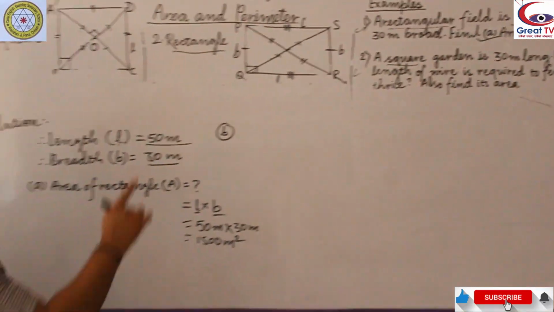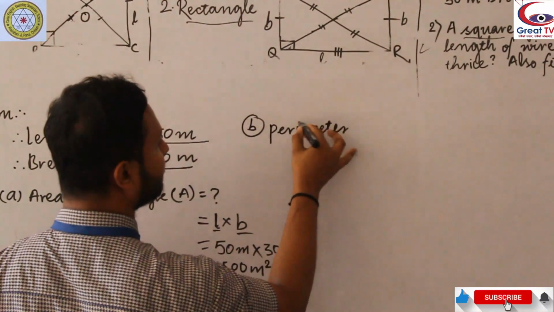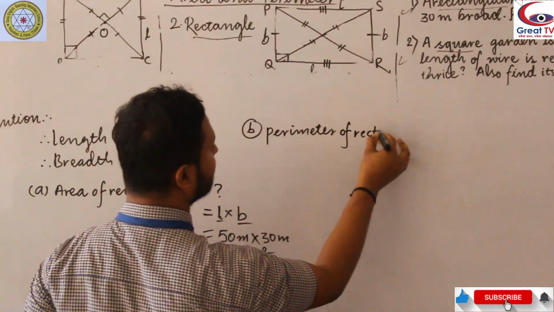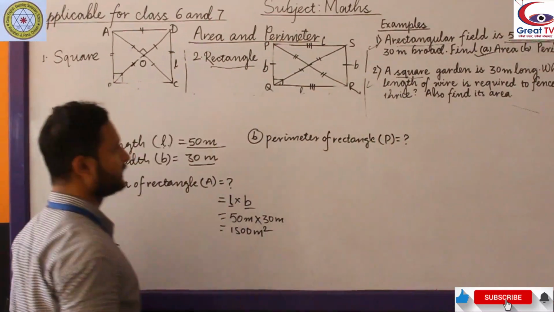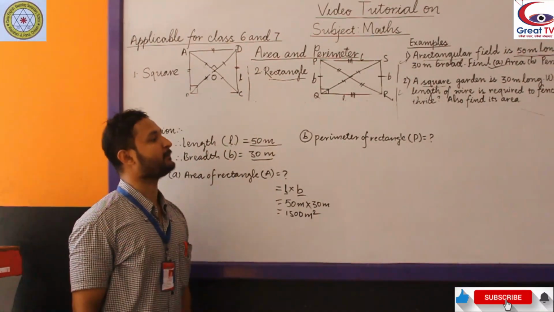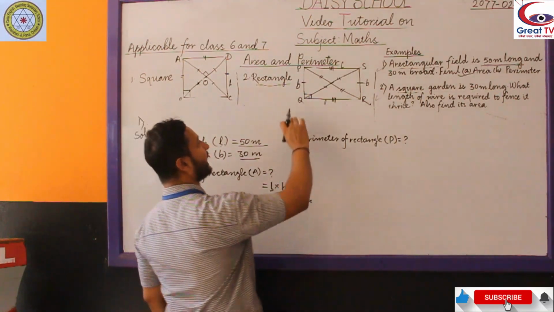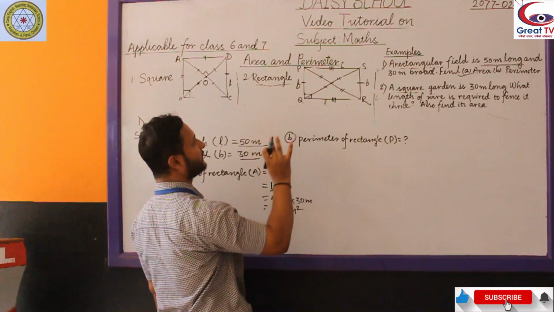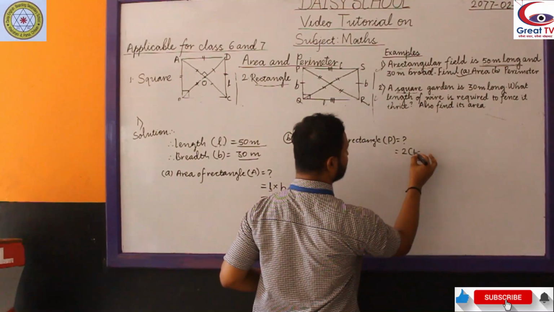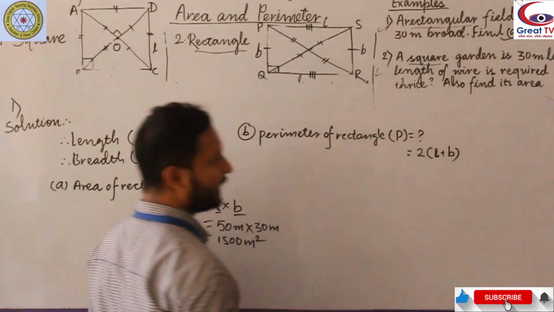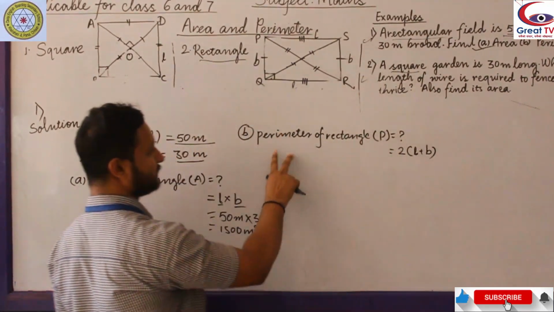B. We have to find the perimeter. Perimeter of rectangle. P equals to how much? So, how can we calculate the perimeter? Perimeter means sum of all sides. If we add all the sides, we get the perimeter. But the standard formula is 2 times L plus B. When we add length and breadth and multiply the result by 2, then we get the perimeter of rectangle.